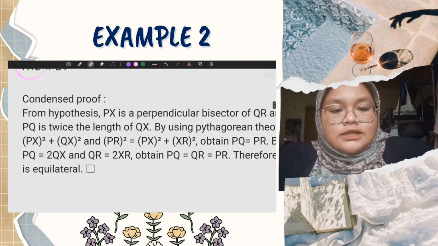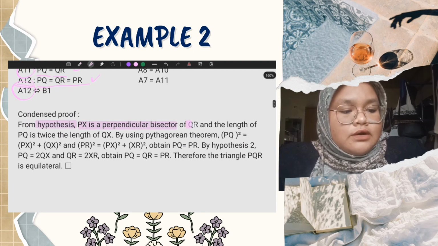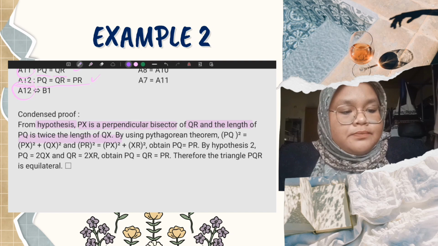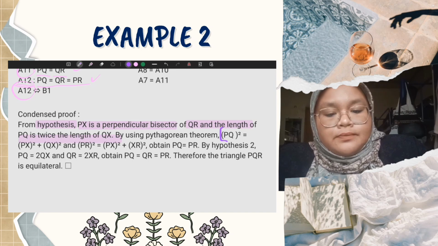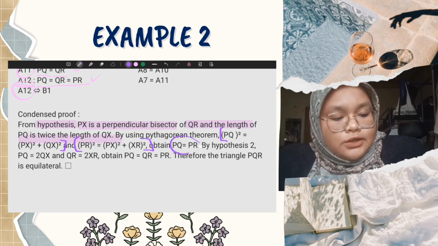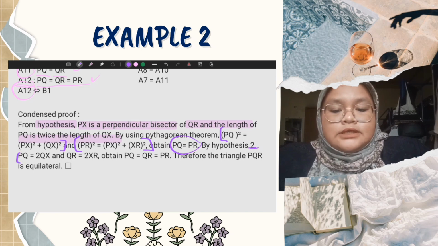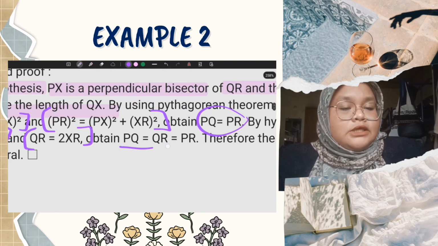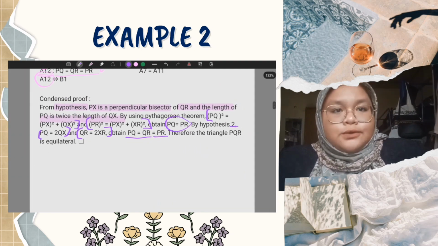Alright, the last one is the condensed proof. From the hypothesis, PX is the perpendicular bisector of QR and the length of PQ is twice the length of QX. By using the Pythagorean theorem, PQ square equals PX square plus QX square, and PR square equals PX square plus XR square, we obtain PQ equals PR. By hypothesis number 2, PQ is equal to 2QX and QR is equal to 2XR. That will obtain PQ equals QR equals PR. Therefore, the triangle PQR is equilateral.